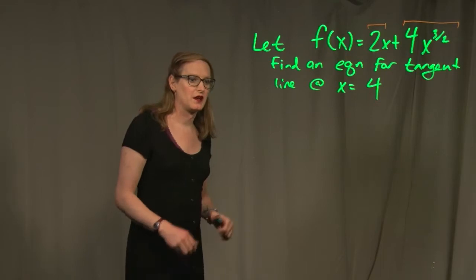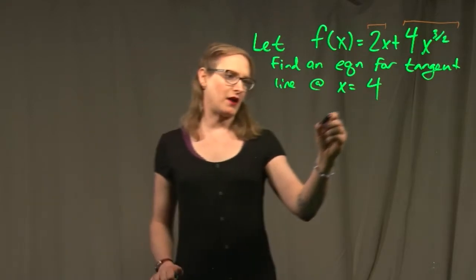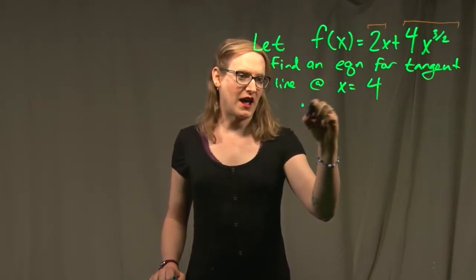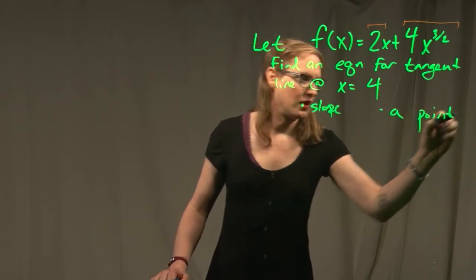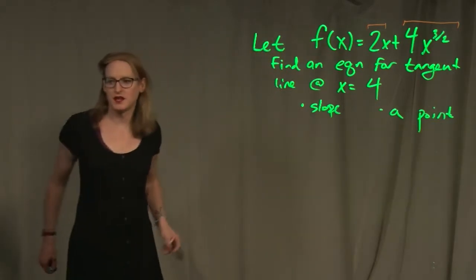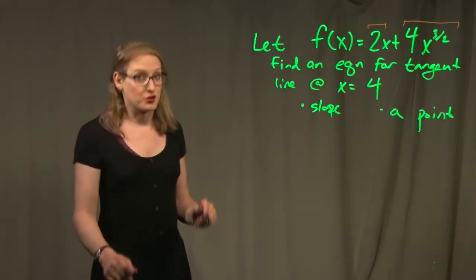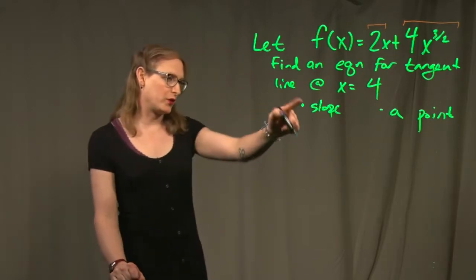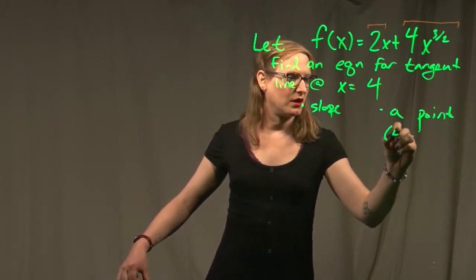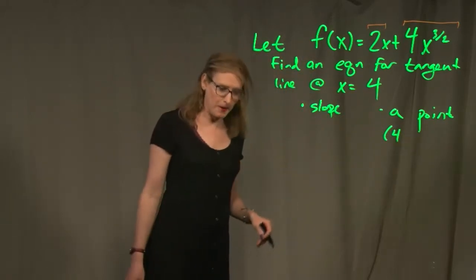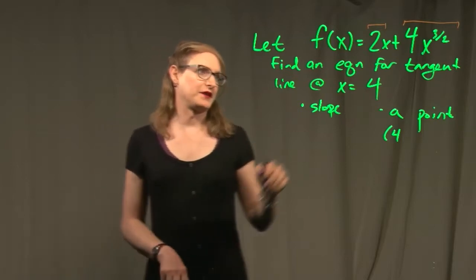So our mission is to write an equation for a line. Now, my favorite way to write equations for lines is to have two things about the line. I would like to have the slope of the line, and I would like to have a point on the line. If I have those two things, then I can use point slope form or y equals mx plus b. They're different pathways to get there. So the point should be pretty easy. The x coordinate is just going to be 4 because that's the point we're interested in, and the y coordinate is going to be given by evaluating the function at 4.